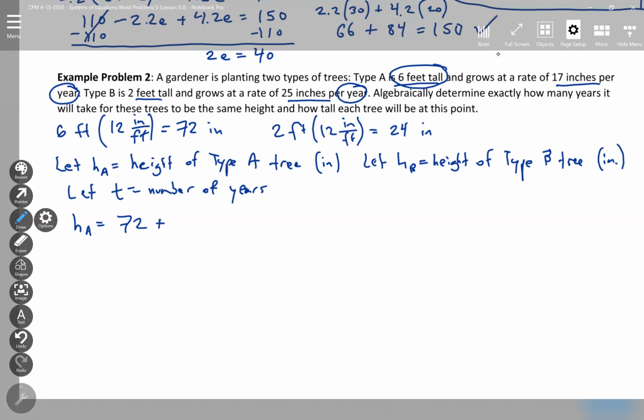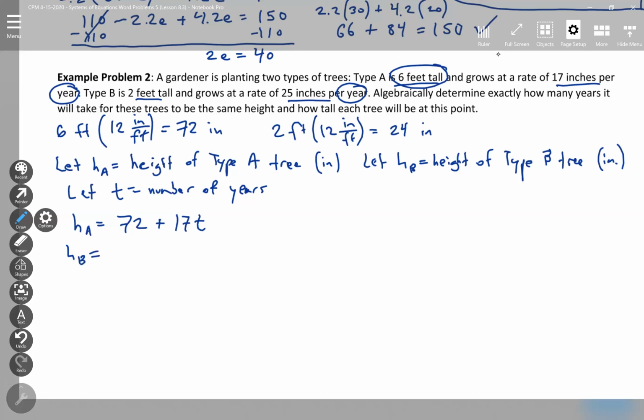Because if it grows for 1 year, it would grow 17 inches. If it grows for 2 years, it would grow 17 times 2, which is 34 inches. If it grows for 3 years, it would grow 17 times 3, or 51 inches. So to calculate the total growth, we take that rate and multiply by the time. So 17 inches per year times the time it grows, which is t. And then, let me just rewrite that, make sure it's a clear 17. There we go.